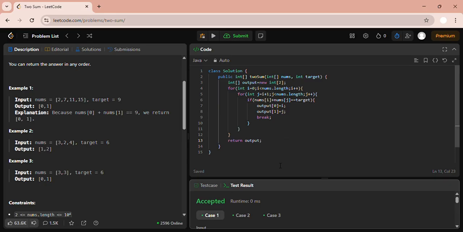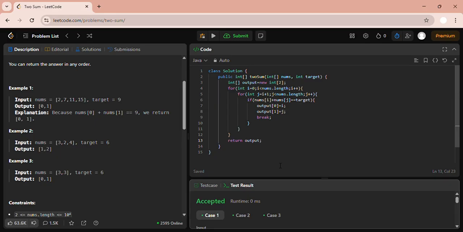Inside the inner loop, we check if nums at i plus nums at j equals the target. If yes, we have found the correct pair. We then store i and j in the output array. After storing them, we break out of the inner loop. Finally, once the loop finishes, we return the output array containing the two indices.